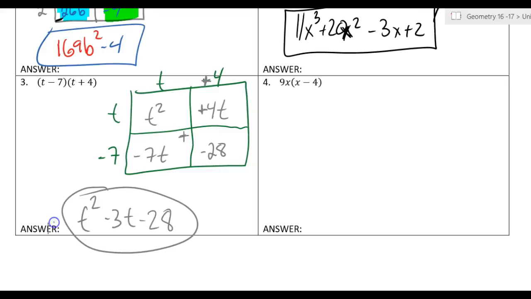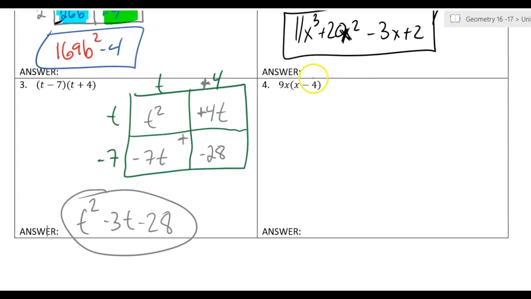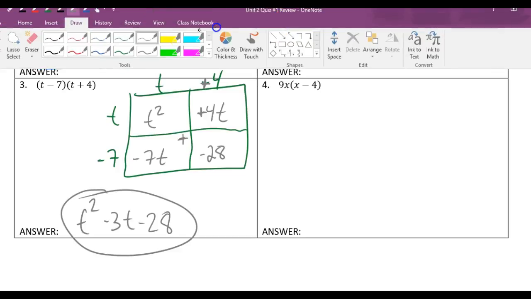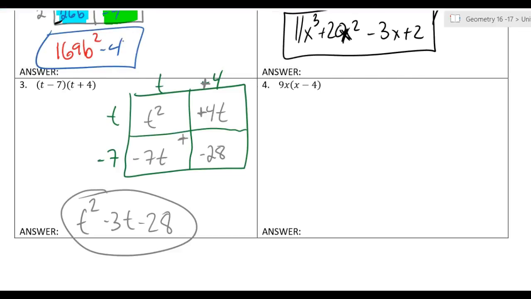So now we're in number 4, and the question, like I've been asking for the previous 3, is what is the operation in number 4? And this one is just 9x and then a multiplication. So I could use the box here, but because it's only a monomial times a binomial, this is where I'm just going to distribute that 9x.